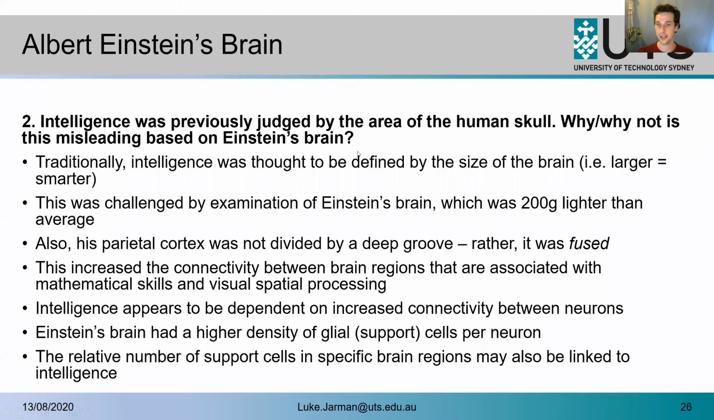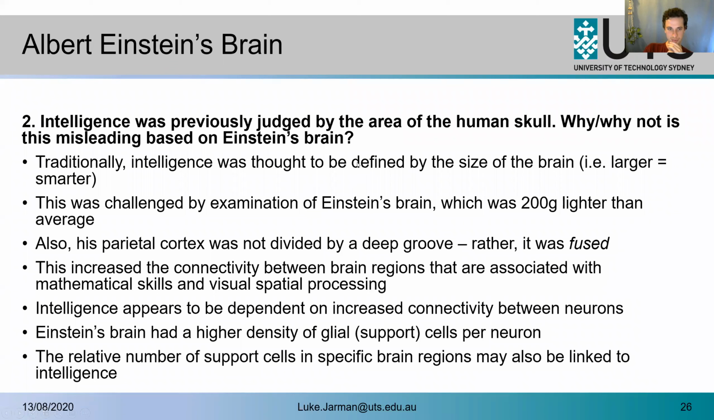And the cool thing from this is that we dissected his brain, and we found that it was 200 grams lighter than the average brain. And everyone was like, what? How? He's historically thought of as the smartest person in the world. How could his brain be 200 grams lighter than the average person at the time? It completely throws out this conventional wisdom that the size of a brain is what determines intelligence.